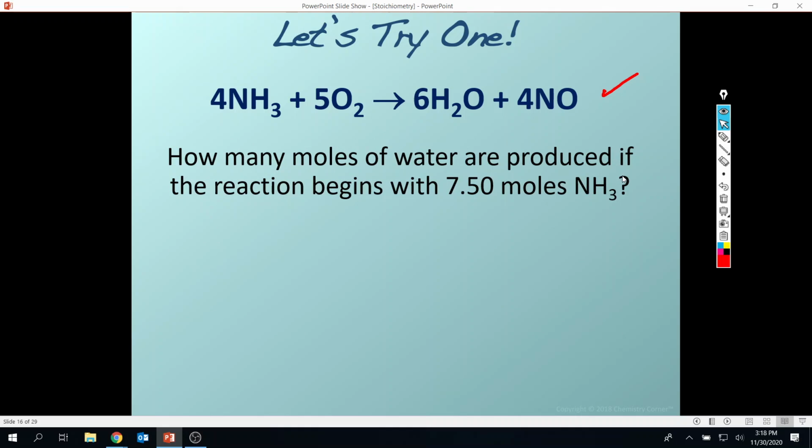How many moles of water are produced if the reaction begins with 7.5 moles? Ooh, this is that thing that I was talking about. It begins with, and this is not a nice, easy, smooth number that you can just say, oh, 4 to 7.5, we've doubled it or we've tripled it. And so we will have to use our ratio.